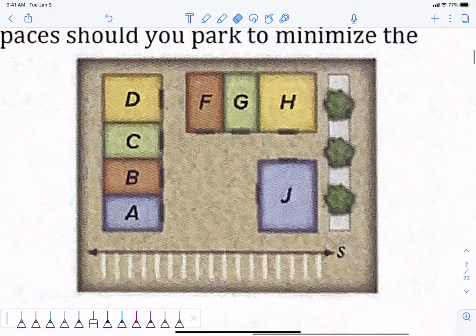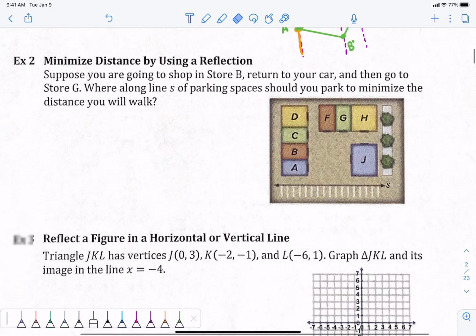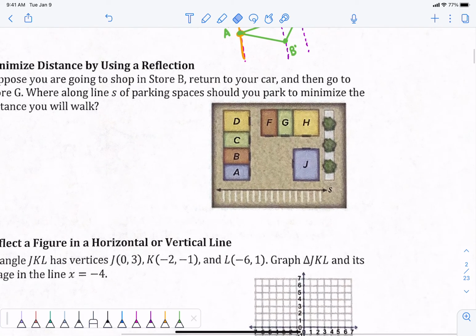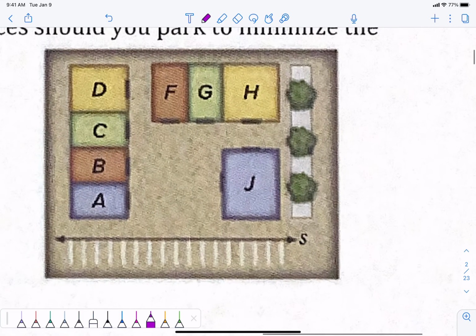Okay, let's go to the next example. And this says that we are shopping. We're going shopping, and we are going to stop in store B. Okay, do you guys see the entrance of store B? Like right here, I'm going to put a dot right there on the entrance of store B. Let me make him a different color so we can see him. The entrance of store B is that dot right there, so we're going there.